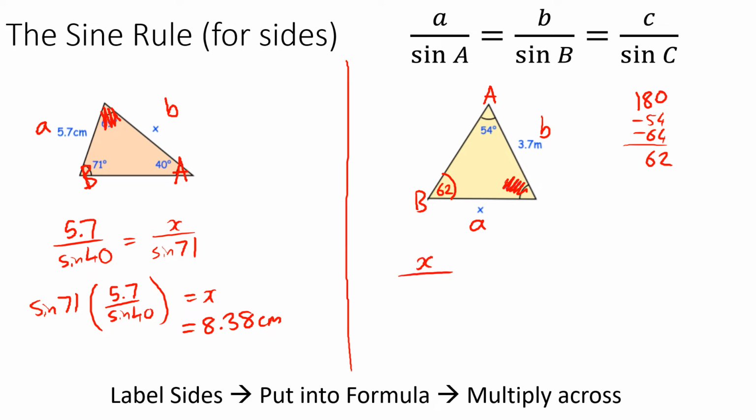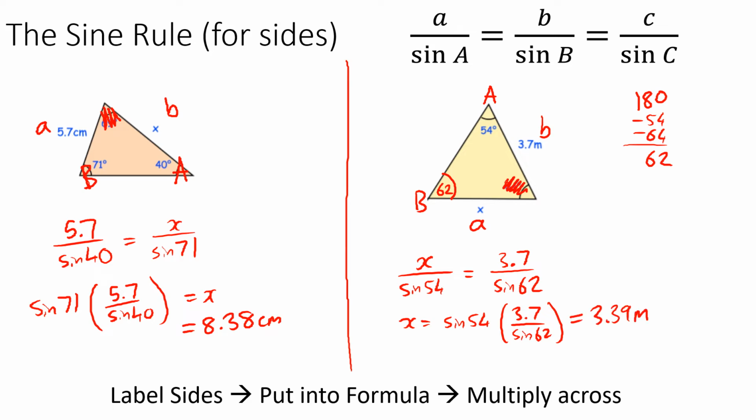Fill in your diagram, so A over sine A is B over sine B. Multiply across. And stick it in the calculator. And we should get there 3.39 meters. So yeah, that's how they can try and trick you.